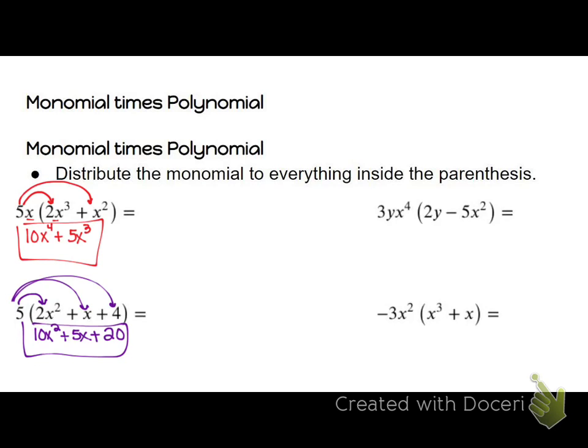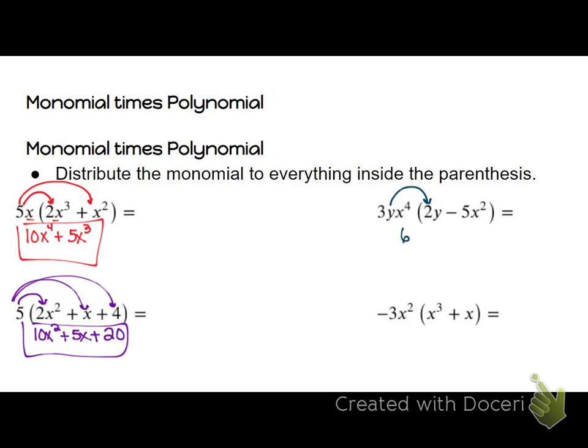I'm going to take my monomial right there, and I'm going to distribute it to every term on the inside of my parentheses. So I'm going to take 3yx to the 4th times 2y. What's that going to equal? I'll give you a hint. The first thing that I always do is multiply my coefficients. Then I worry about my variables.